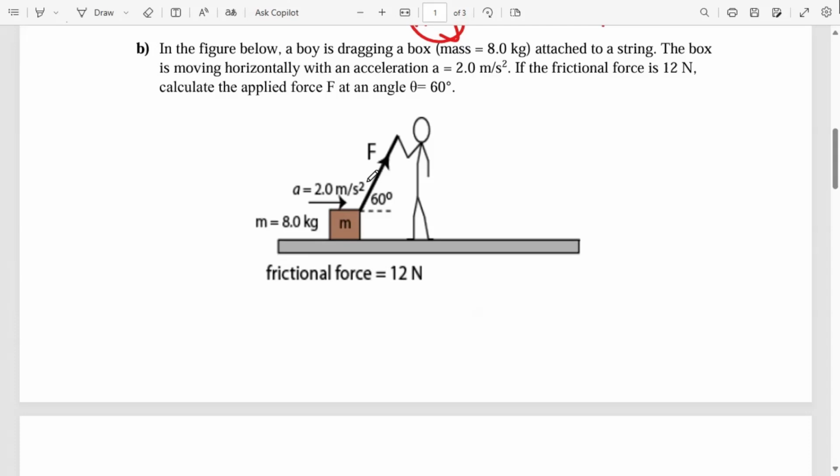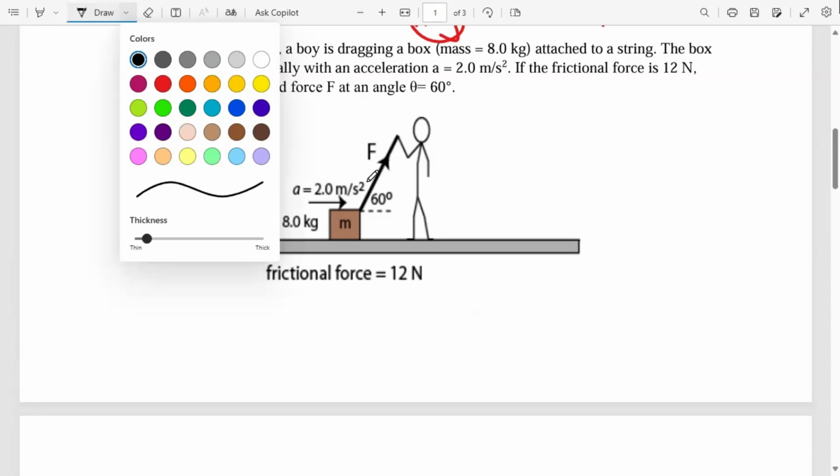Based on the data that we've been given, I'm sure you're going to notice... let me put this in a brighter color. Let's use blue.